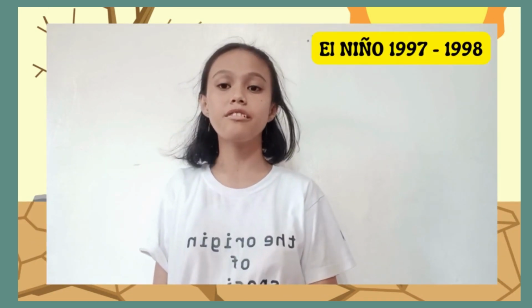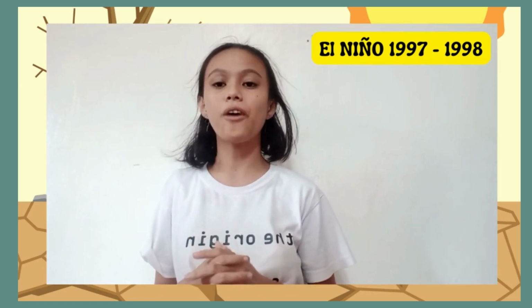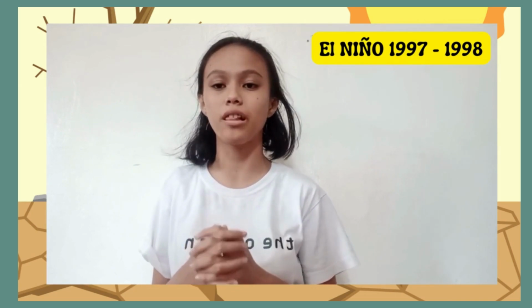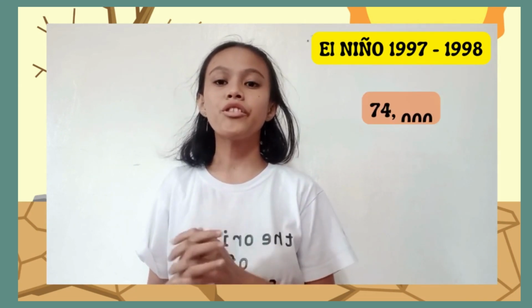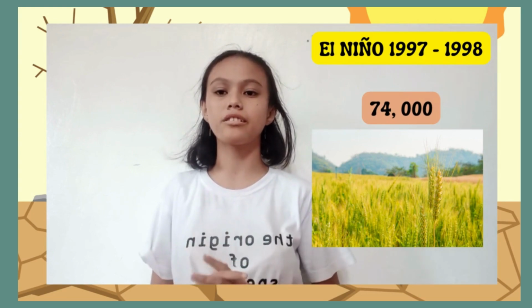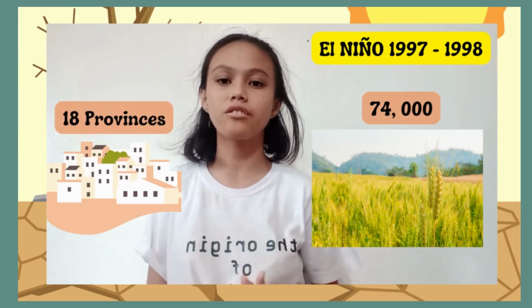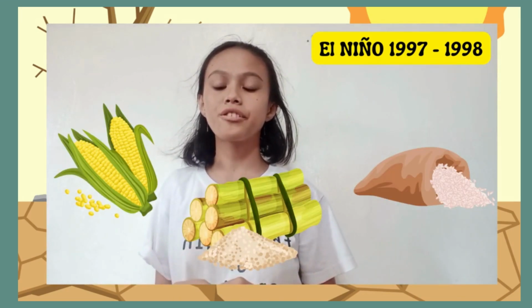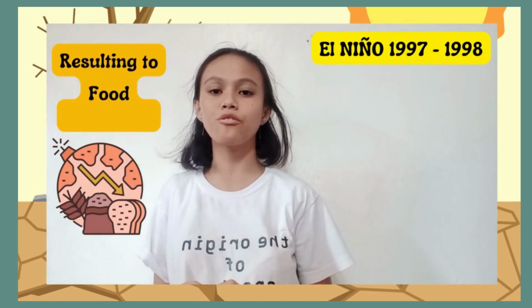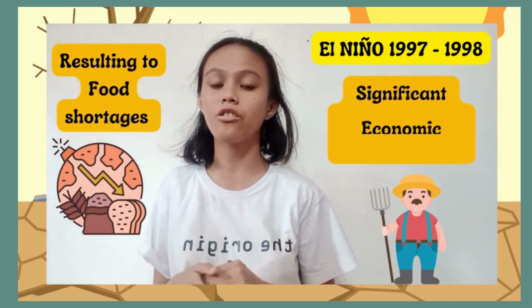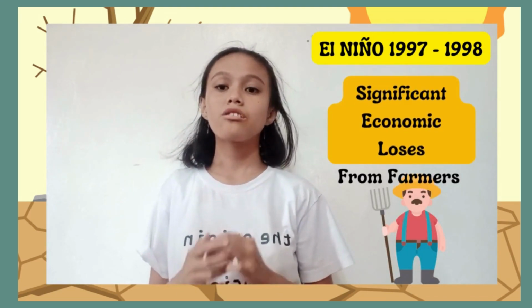The second on the list is the El Nino event in 1997-1998. The El Nino event of 1997-1998 had a profound impact on the Philippines as well. It affected 74,000 hectares of agricultural lands in 18 provinces across the country. Major crops like rice, corn, and sugar were severely affected, resulting in food shortages and significant economic losses for farmers.